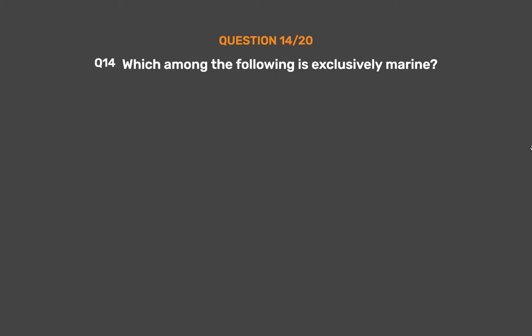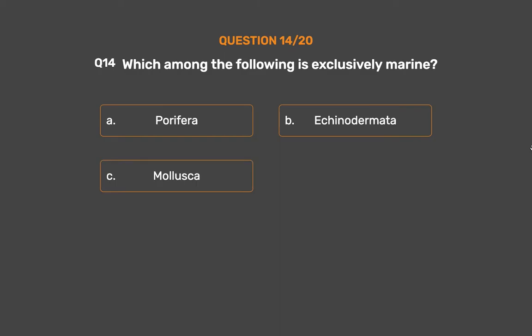Question number 14. Which among the following is exclusively marine? Option A. Porifera. Option B. Echinodermata. Option C. Mollusca. Option D. Pisces.